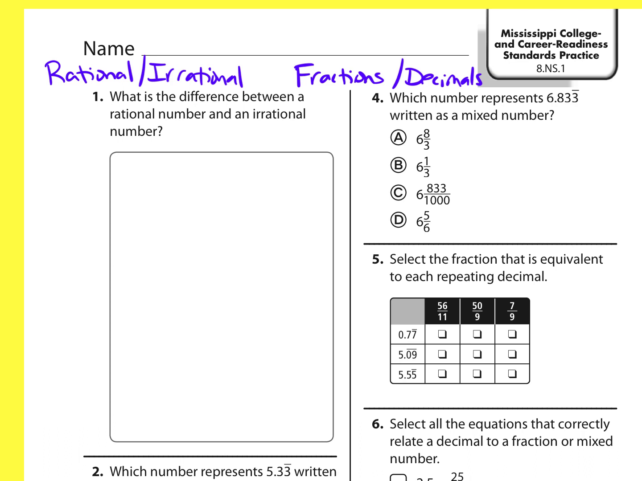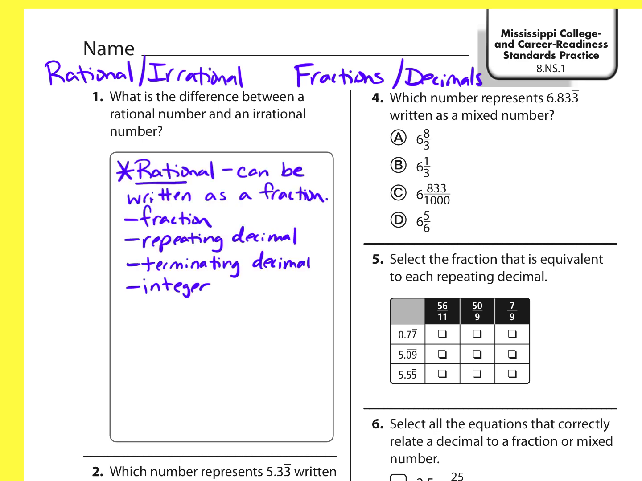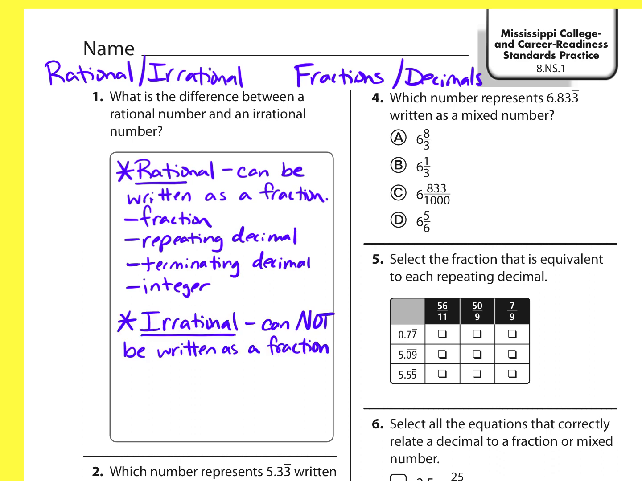Rational numbers on problem number 1 can be written as a fraction. It uses the word ratio, which we think of as fraction. Some numbers that can be written as a fraction include, of course, fractions, repeating decimals, terminating decimals, and integers. Irrational numbers cannot be written as a fraction. One type is a non-terminating and non-repeating decimal.